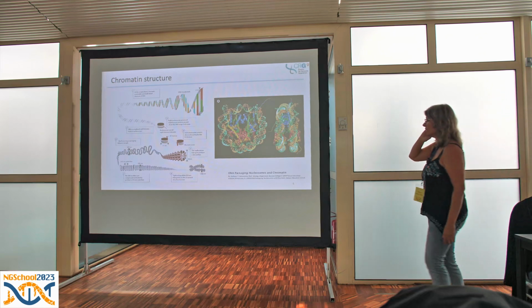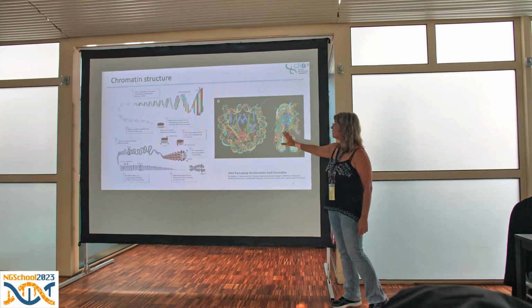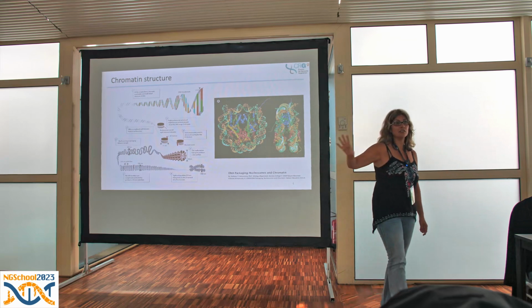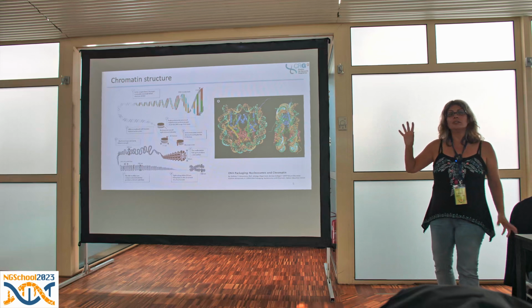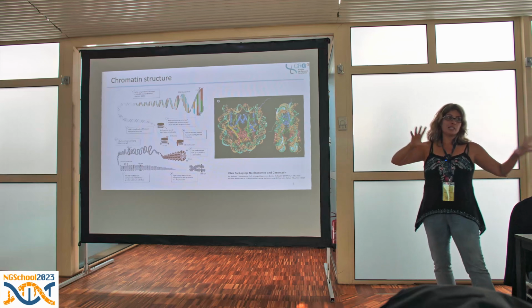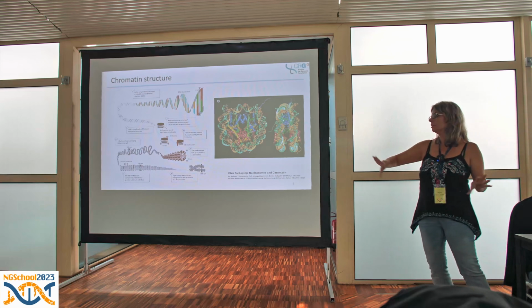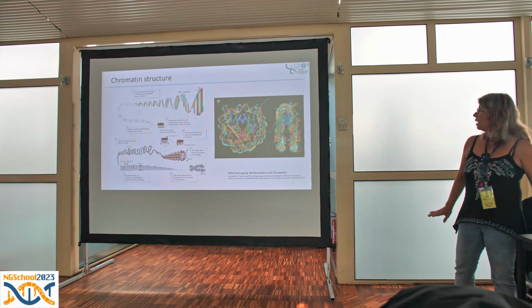Okay, this is the nucleosome. Very briefly, we know it's a core of histones. It contains histone 2A, histone 2B, histone 3, and histone 4. What happens to histone 1? Histone 1 is outside the nucleosome. It's a linker histone. We're not going to talk about it.